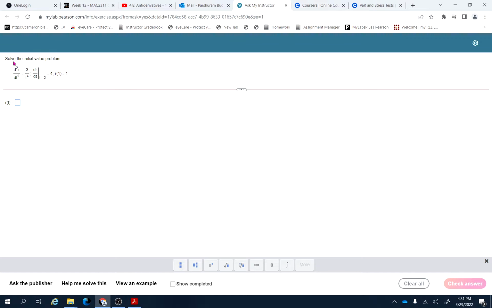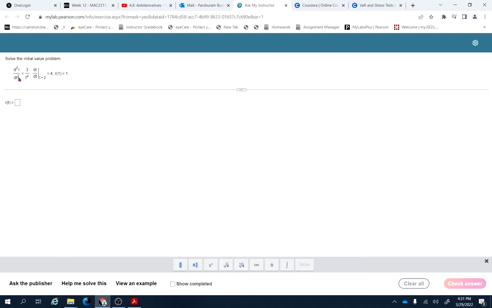Okay, so this is one problem, an initial value problem from section 4.8. In this question, we are given the second derivative of r, the value of the first derivative of r when t is 2 is 4, and the value of r when t is 1 is 1. So these are the three pieces of information we have. We would like to find the function r, which is a function of t.